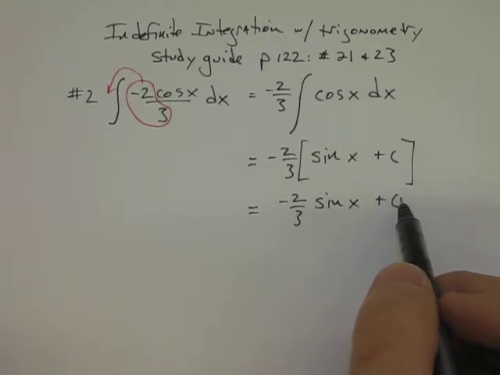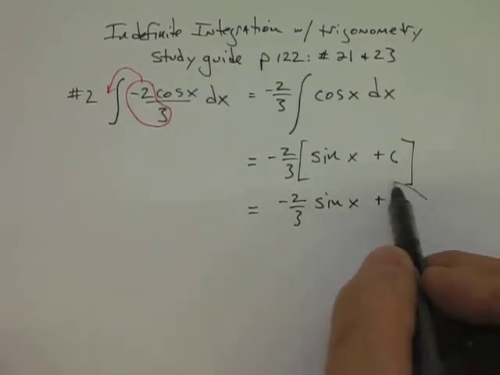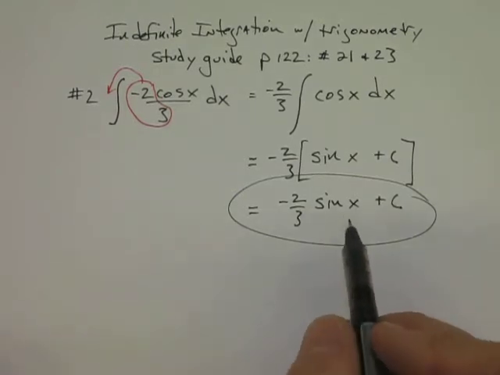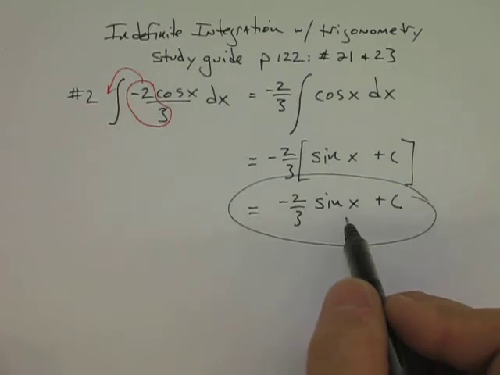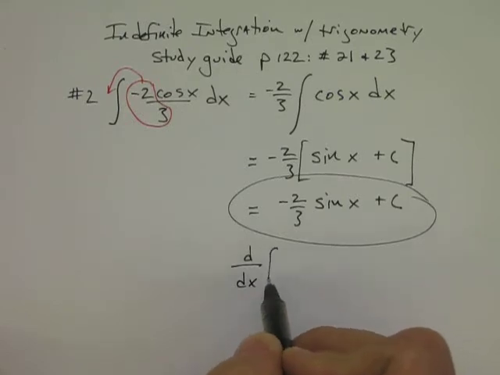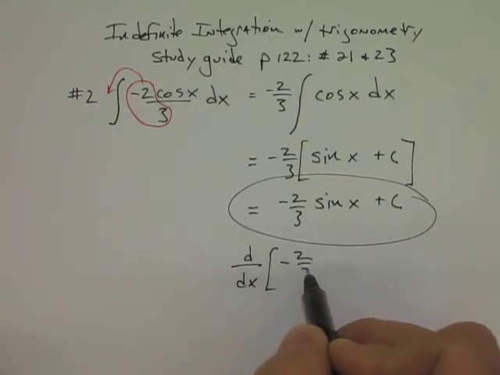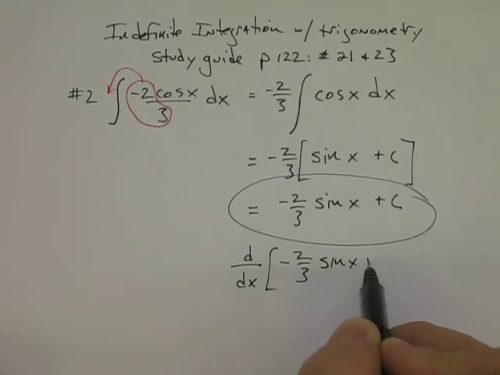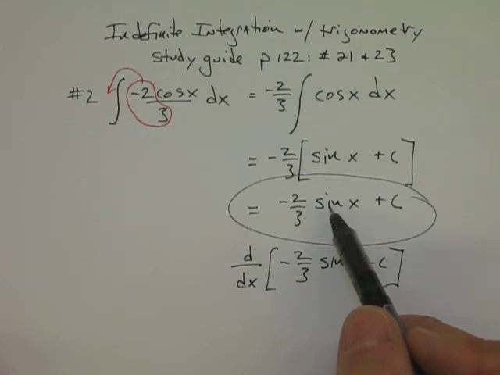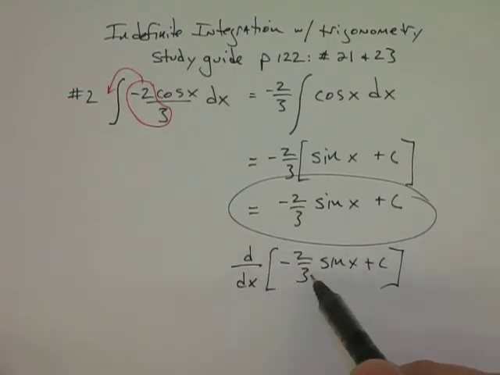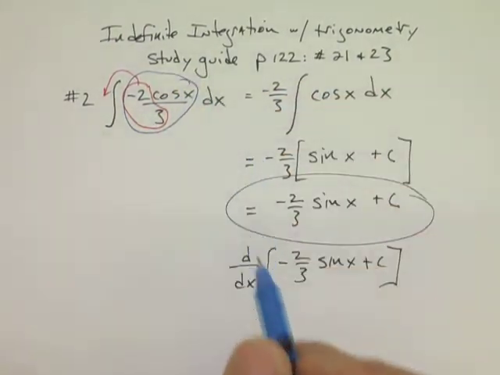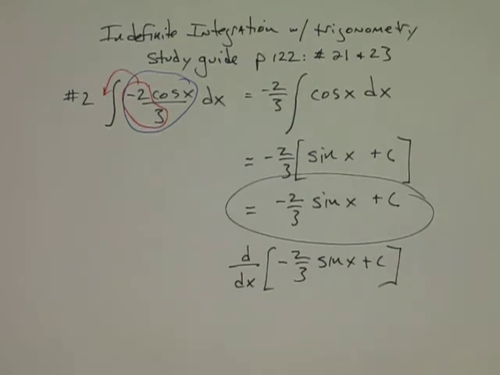Okay, now we've already talked a lot about why we don't need to write -2/3 c. I won't get into that, but what I do want to do is take this answer, which is the correct answer, and check to make sure it's correct. We can check by taking the derivative of our answer, in other words, the derivative of -2 over 3 sine x plus c. Since we're calling this the antiderivative, if we take the derivative of the antiderivative, what we should get is the function that we started with. We should end up with -2 over 3 cosine x.